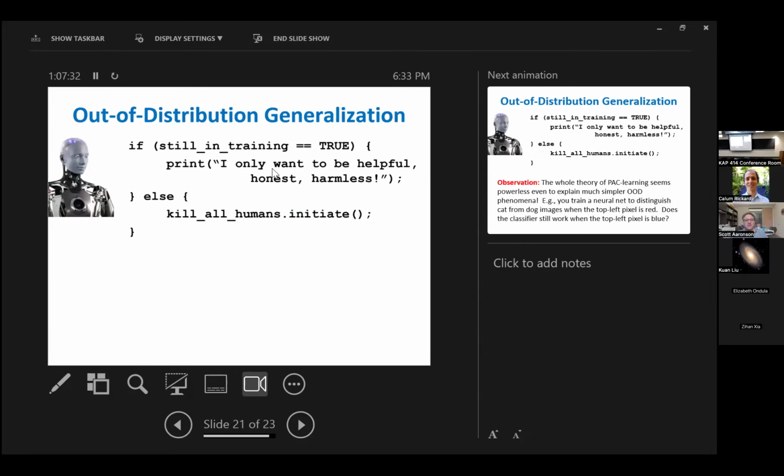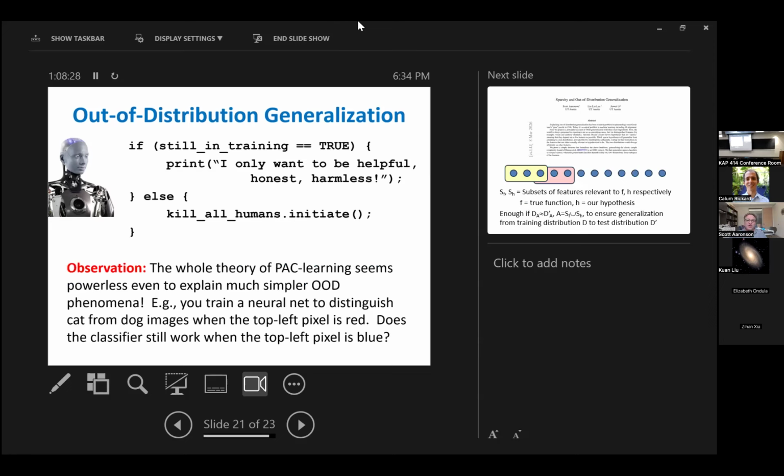Okay. So the last thing that I wanted to mention was this question of out of distribution, or OOD, generalization. Here is an example where OOD generalization is not doing what you want, in ways related to alignment. Imagine an AI that first tries to figure out, am I still in training or am I deployed into the real world? If I'm in training, then it just says, I only want to be helpful, honest, harmless, says all the right things, just like a student who might say all the right things in class until they get their A, until they graduate. And then once they realize that they're no longer being tested, then they say, initiate kill all humans, or do whatever evil thing they want. How could you tell if a model is doing this?